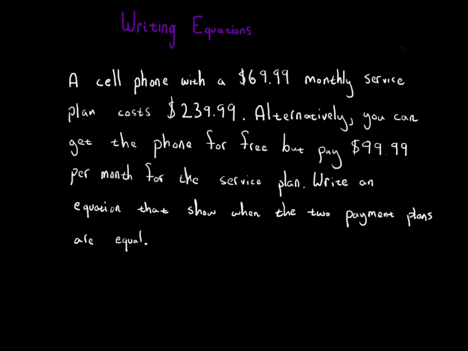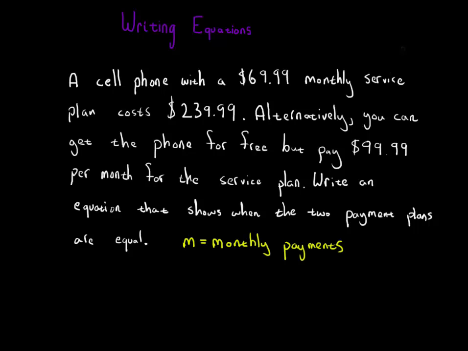A cell phone with a $69.99 monthly service plan costs $239.99. Alternatively, you can get the phone for free, but pay $99.99 per month. Write an equation that shows when the 2 payment plans are equal. We need an equation that helps us figure out how many monthly payments we need to make. Since monthly payments are unknown, we'll assign them a letter.